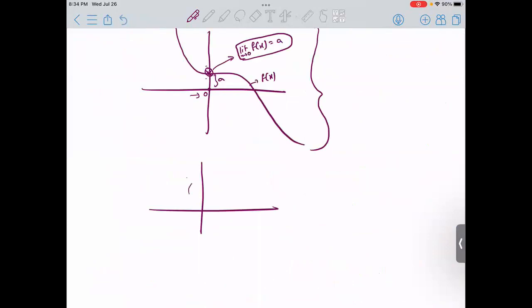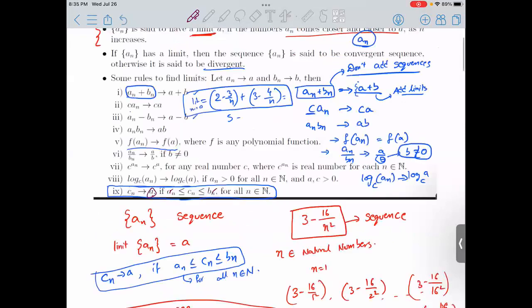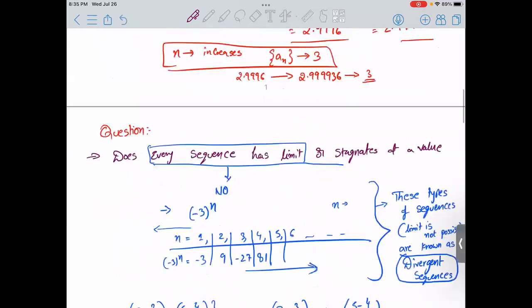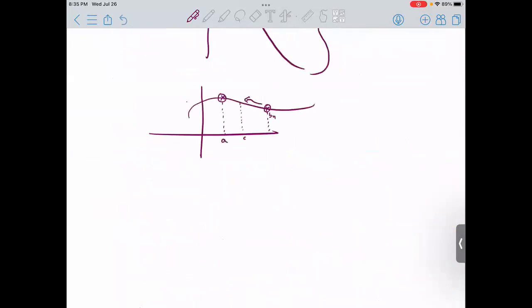Suppose, look, here is the point of interest. Here it will be somewhat the A sequence, and it is the B sequence, and there is an intermediate sequence C. Look, what is happening here? An is less than Cn is less than Bn. Then what happens is that Cn moves towards A, and this approaches A, and this approaches A. That's why you will get the same value A.